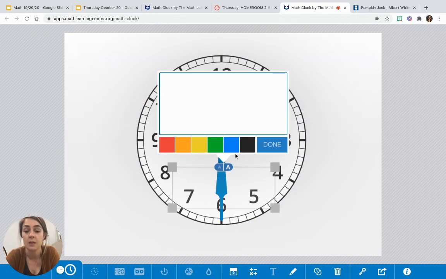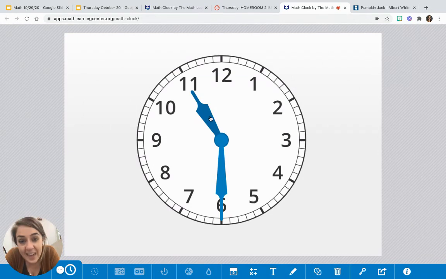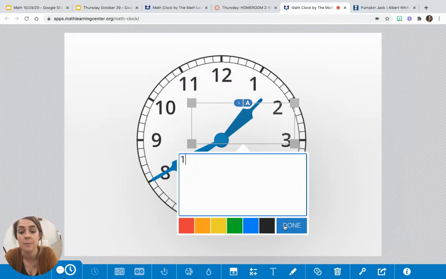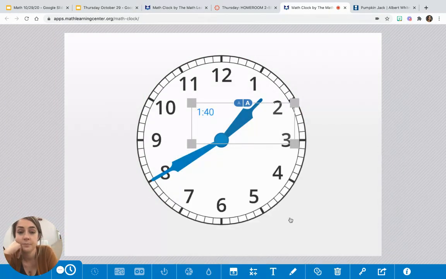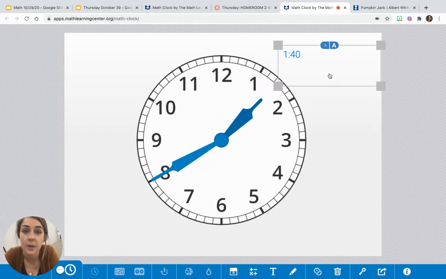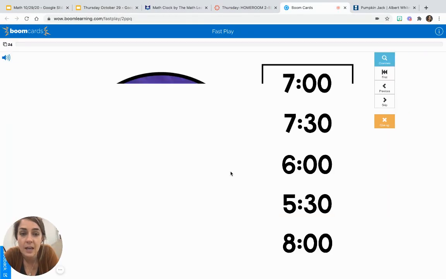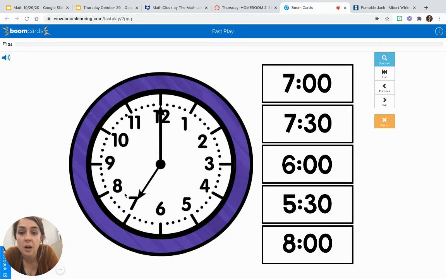So maybe, let me exit out of this real quick. Maybe they do the hands on the clock. And then you write the time. So that would be 1:40. Just another way to practice. All right. Then another one is the Boom Deck. So you may have done Boom Deck as an option before, but there are all these cards. You'll read the time and then press the right answer. And there are 24 of these time-telling cards.